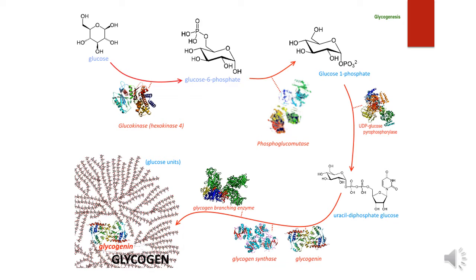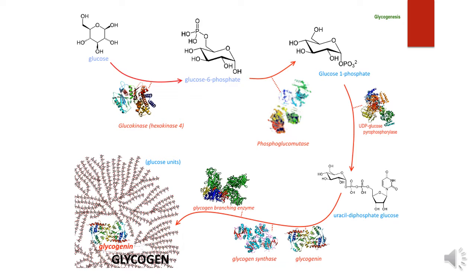Once the glucose is inside the cell, it's rapidly converted to glucose 6-phosphate, which is an important step in the production and metabolism of glucose, and then it's converted to glucose 1-phosphate, and then onward to UDP-glucose on its way to the production of glycogen through polymerization.